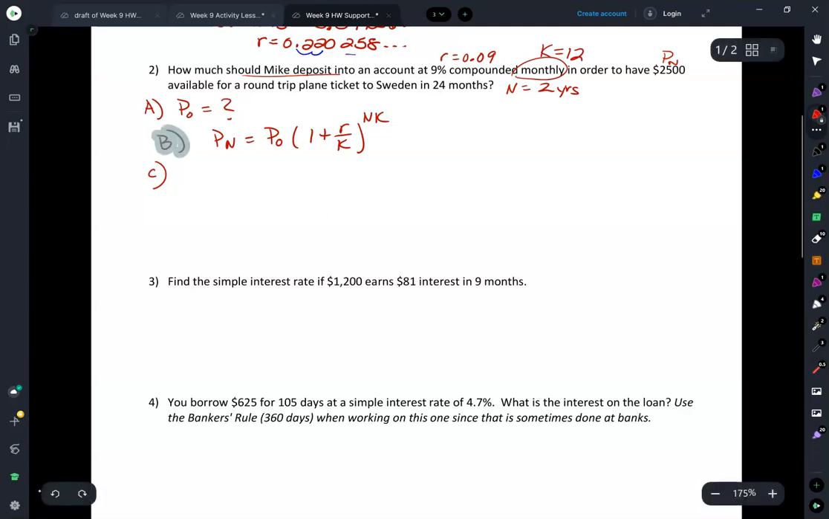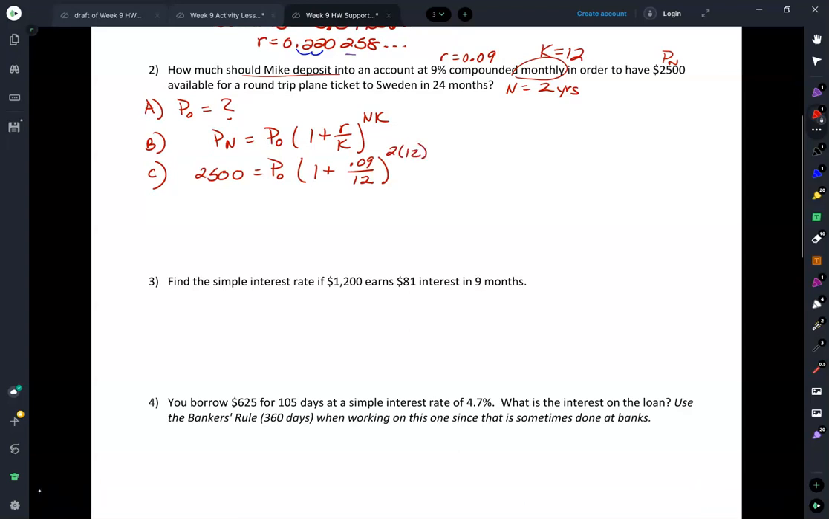So I'm going to plug in what I do know, what I'm given in the problem. So P sub N was 2,500. P sub 0, I'm just going to leave. That's my initial principal. 1 plus R is 0.09, K is 12, so 0.09 over 12 to the 2 times 12. That would be my 24 compounding periods total. So first I have to work out all that stuff. So that's going to be 2,500 equals P sub 0.